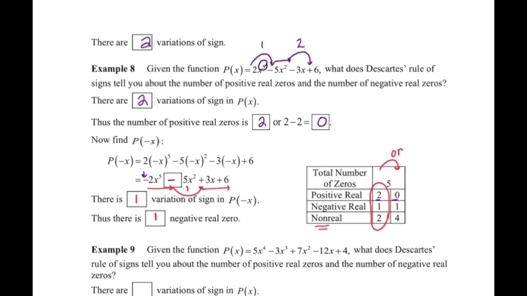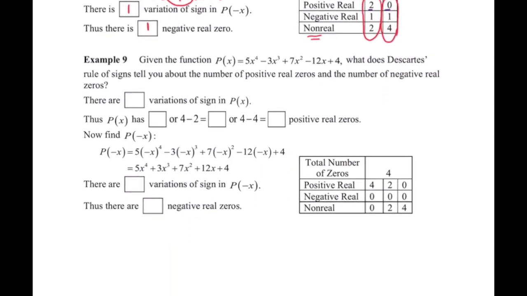If we had 0 positive ones, which is a potential, we knew we had 1 negative based on the negative sign here. Then the other 4 to add to 5 would have to be non-real. So those are the 2 options of the 2 types of zeros that we may be looking for. Let's try another example here.